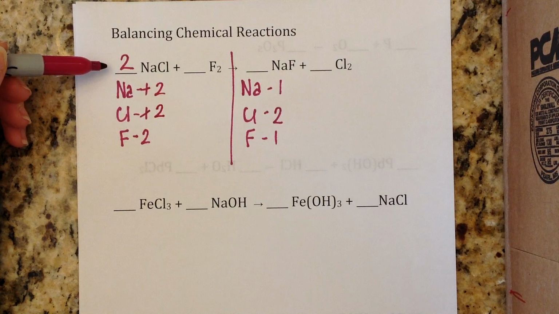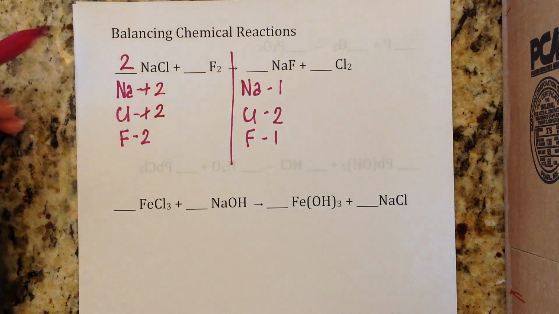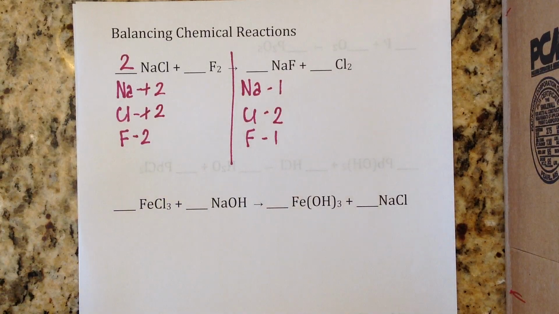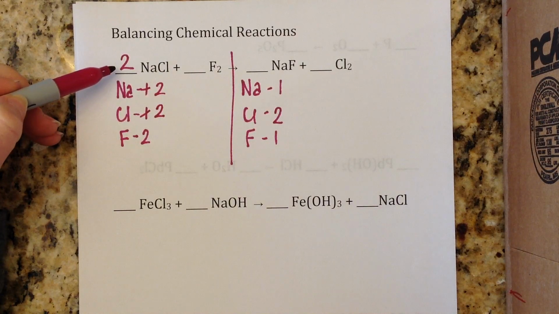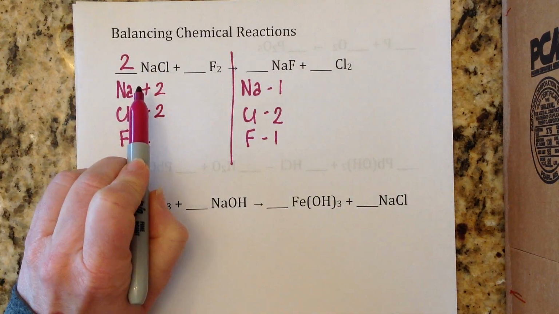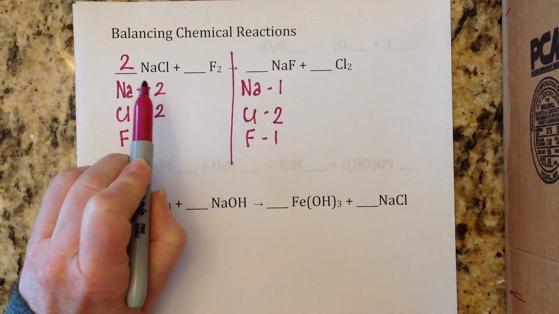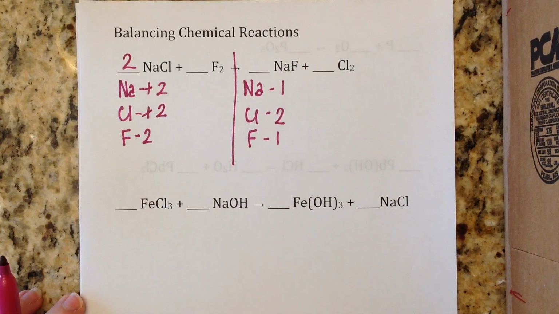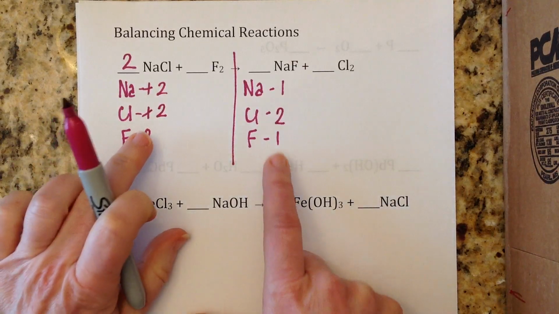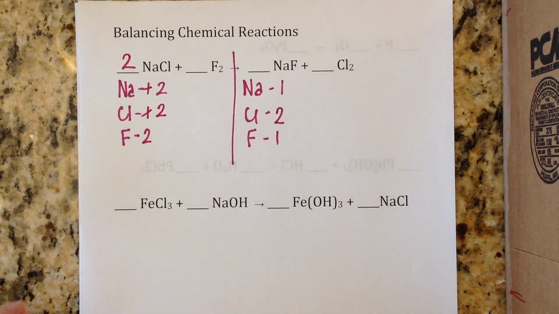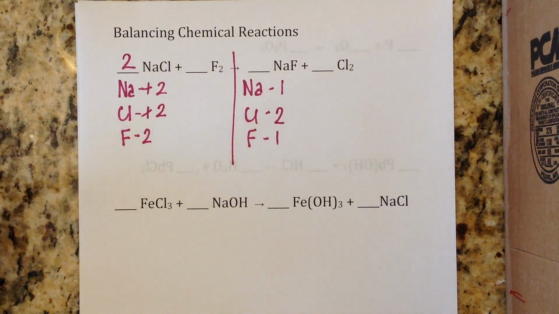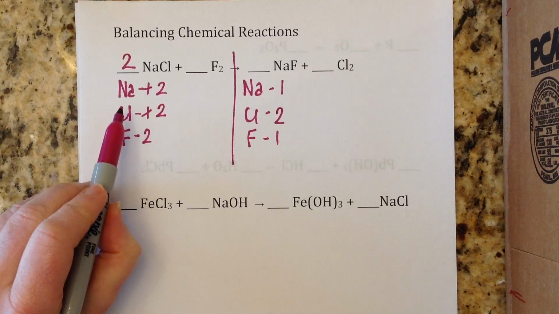When we put a coefficient in the front, that changes everything in that chemical formula. And what I like to do is once I've put a coefficient in front, I methodically work through that formula left to right, changing everything and making a note of that. Now, I fixed chlorines, but I actually messed up sodiums, and my fluorines are still wrong. So I think I'm going to go ahead and address sodium here.